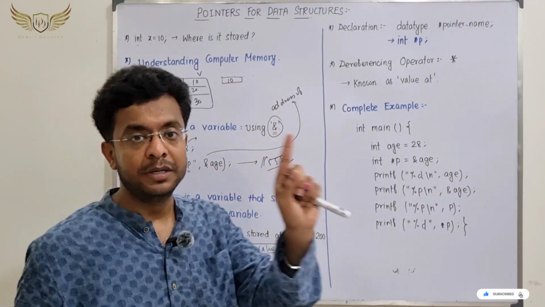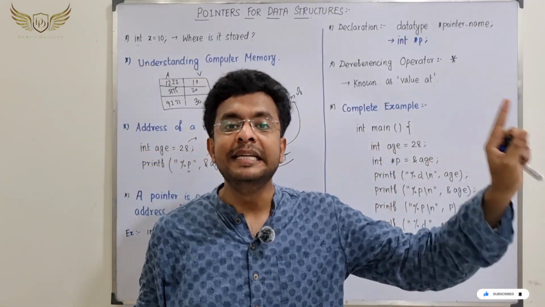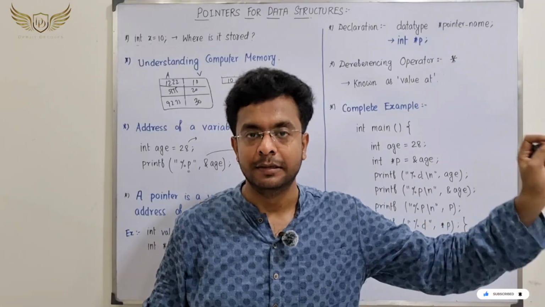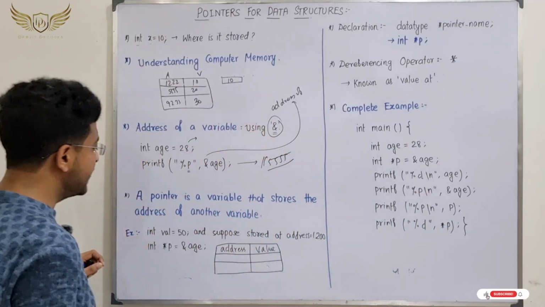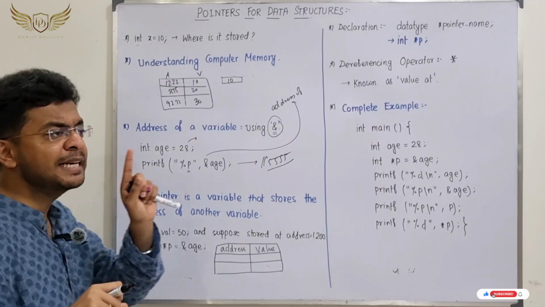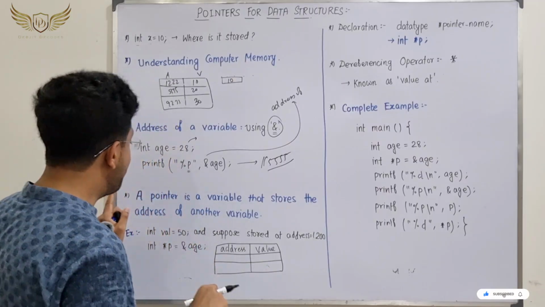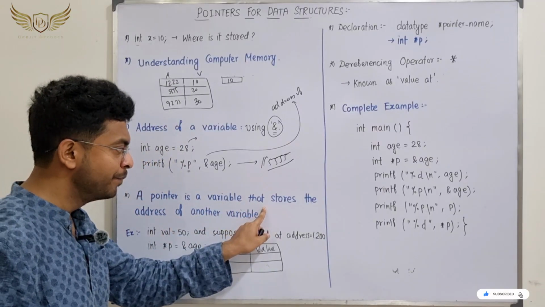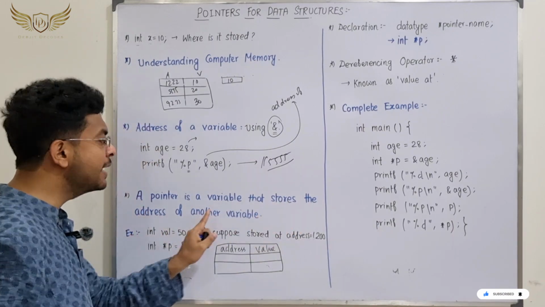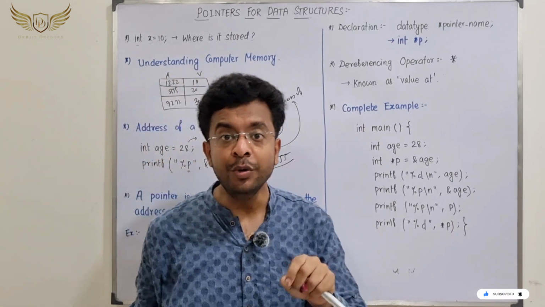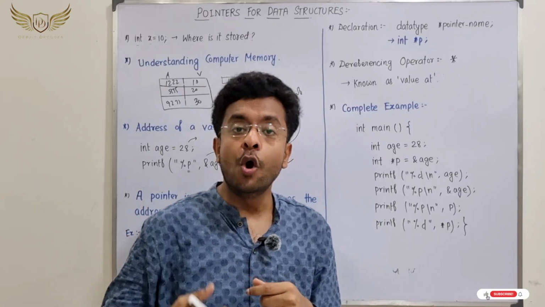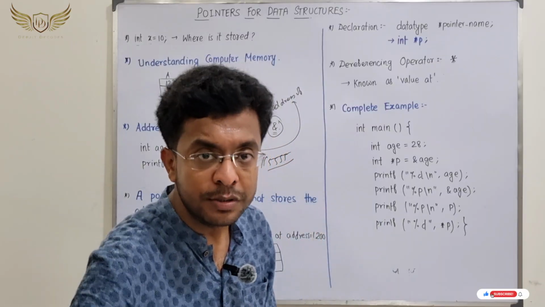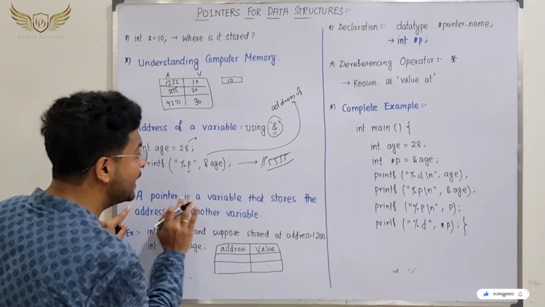Now the concept: why does this pointer come, or rather, what is a pointer? If you see, the definition is given as: a pointer is a variable that stores the address of another variable. Why do we need a pointer, or how is it different from other normal variables and values? It is saying that the pointer is a variable.